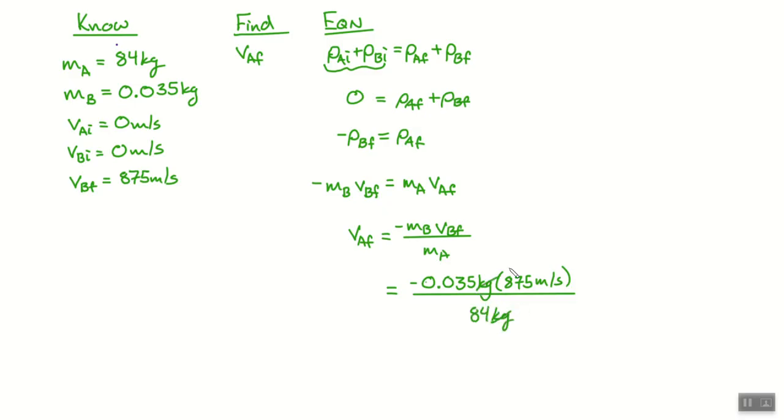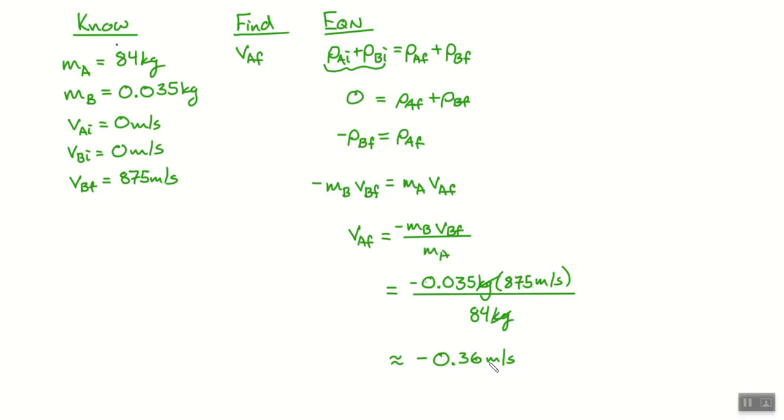So I don't normally include my units in, but this time it works out and I happen to do it, and it's really nice because we see that the only unit left is meters per second. We are solving velocity, so that makes sense. So let's just check here. Grabbing a calculator, we have negative 0.035 times 875 divided by 84. And I want you guys to confirm this, but I wind up with negative approximately 0.36 meters per second.